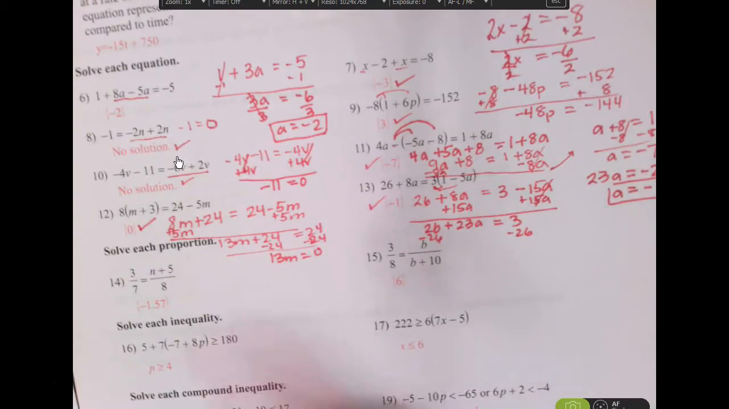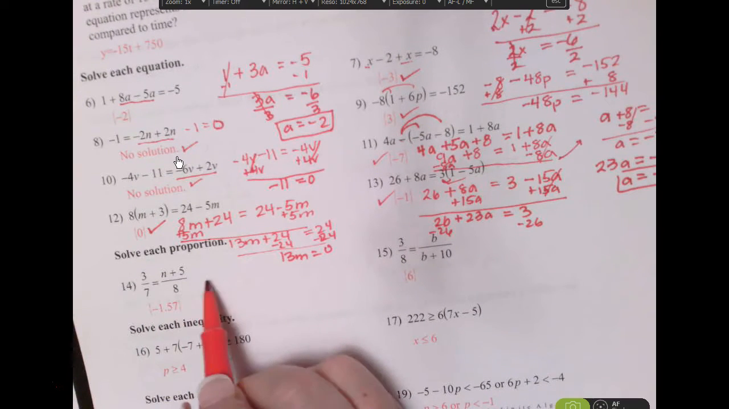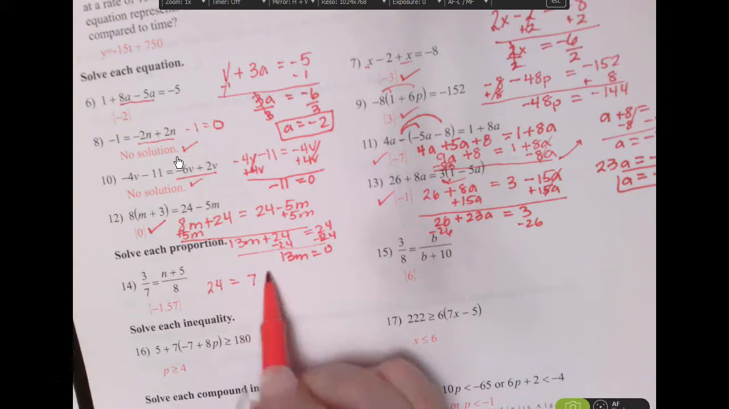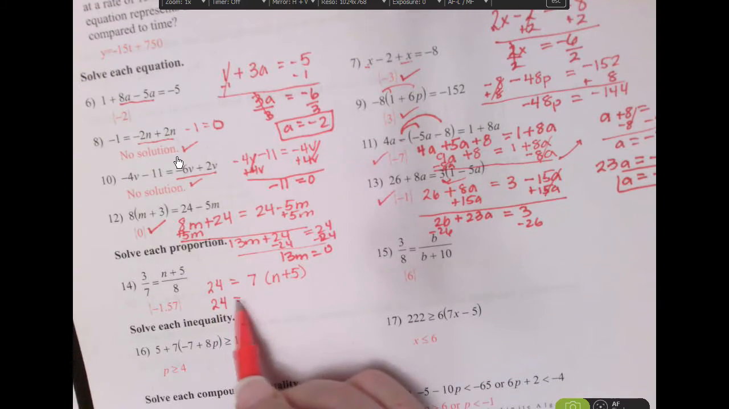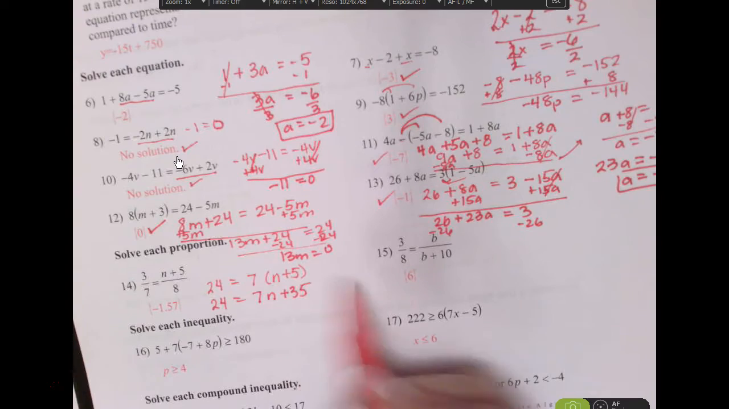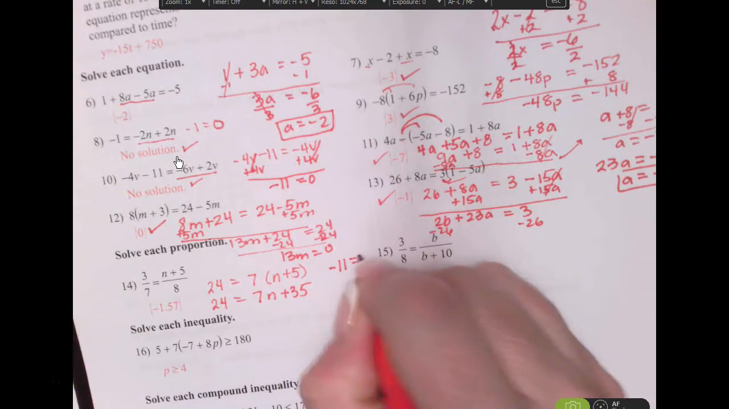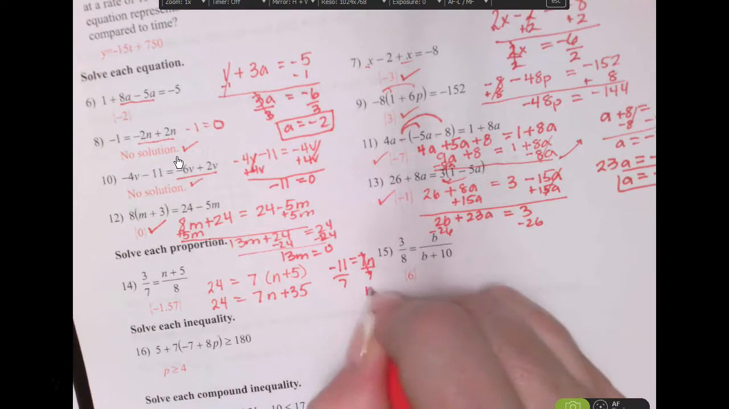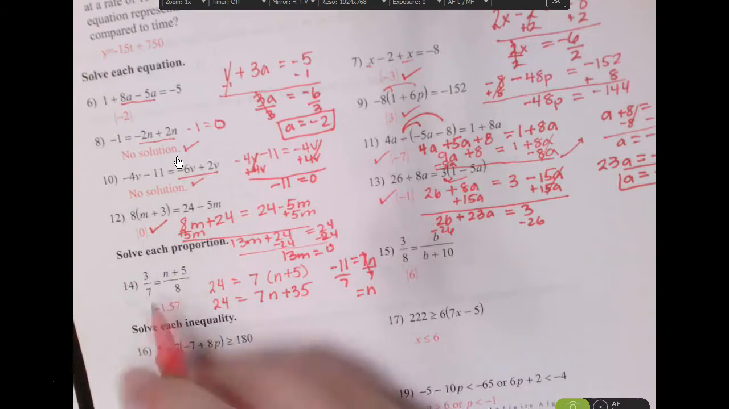Alright, so next we get to the proportion section, and we want to remember that every time we see a proportion we want to cross multiply. So I'm going to cross here, and that's 24 equals 7 times n plus 5. And now I have a multi-step equation where I want to distribute that out. So 7n plus 35. I'm going to subtract 35 from both sides. And 24 minus 35 is negative 11. So I get negative 11 equals 7n, divided by 7. And I get n equals negative 11 divided by 7, which is negative 1.57.